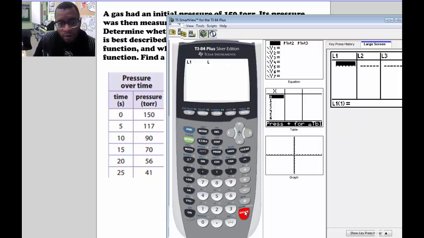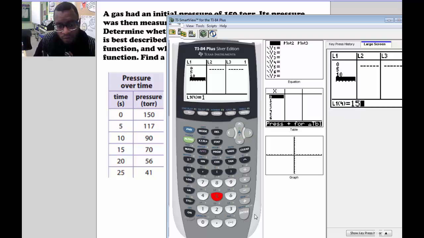So we're going to edit and input our list. We have 0, 5, 10, 15, 20, and 25. Then we're going to scroll over to our list 2, and input our y values of 150, 117, 90, 70, 56, and finally 41.